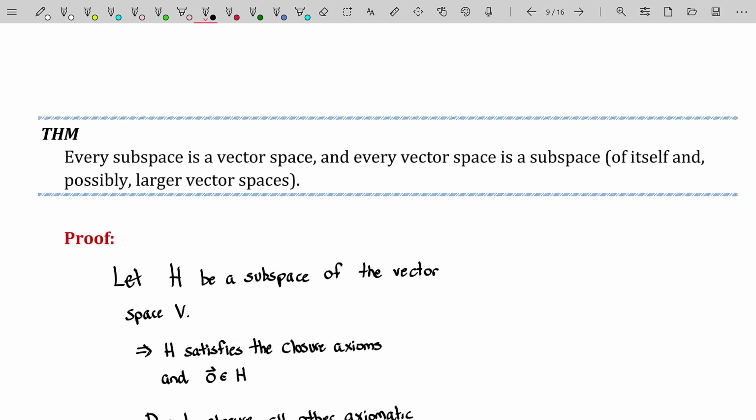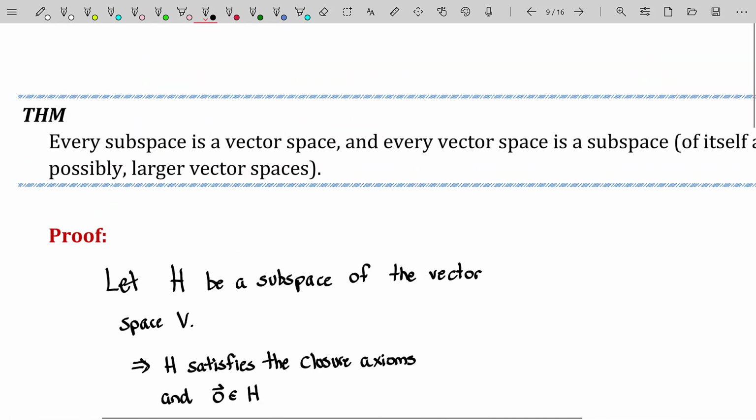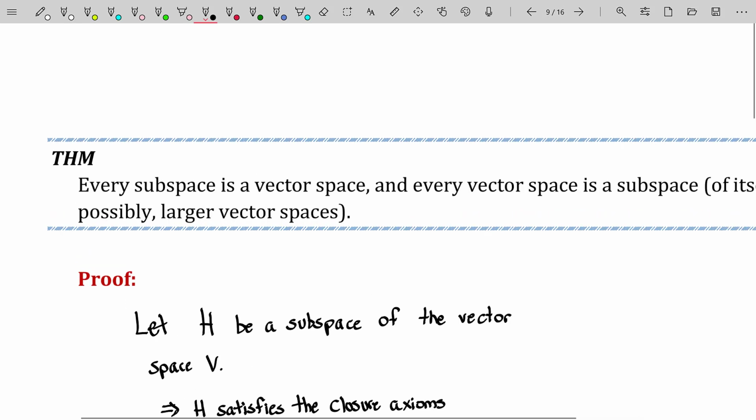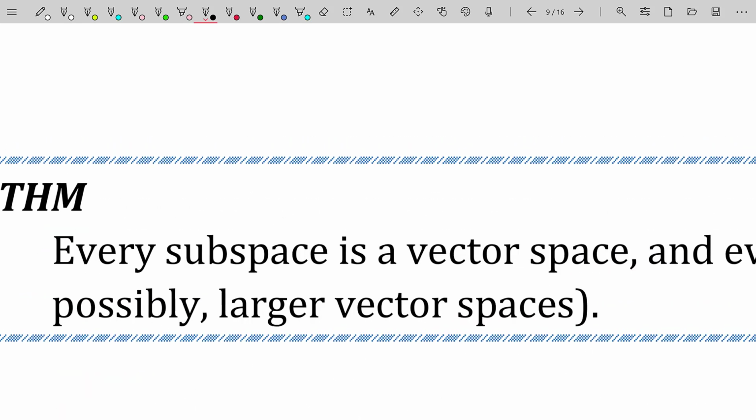Now we get to a theorem that is kind of important. Every subspace is a vector space, and every vector space is a subspace of itself and possibly larger vector spaces. Now, before I read off the proof I just wrote down a few moments ago, let me try to convince you a little bit. Every subspace is a vector space. Well, I happen to know that a subspace of a vector space is closed under addition and multiplication. So it also has the zero vector. So 3 of the axioms in our list of 10 axioms for a vector space are already satisfied.